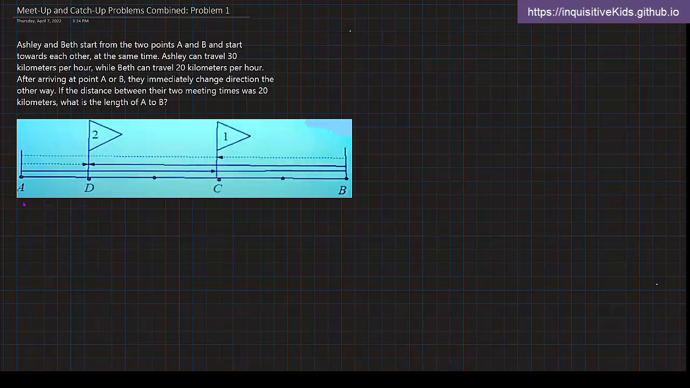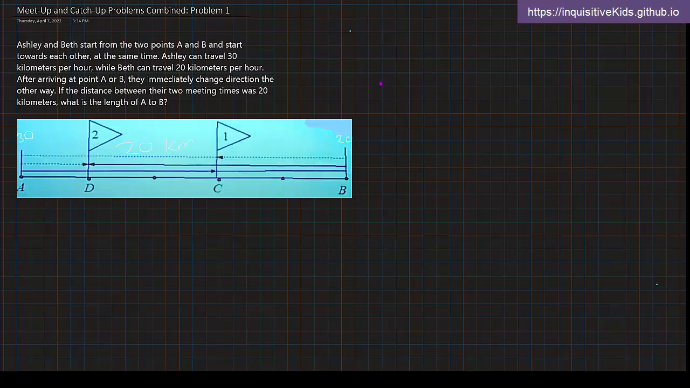So first, what are we trying to find? A to B. And what do we know? Ashley's speed is 30 kilometers per hour, and Beth's speed is 20 kilometers per hour. And we know that, so this is flag 1, flag 2, right? They're 2 meeting spots, C and D. And the distance here is 20 kilometers. So what's the distance from A all the way to B? We covered this. This is a meet-up problem because they're meeting together and they're walking towards each other.